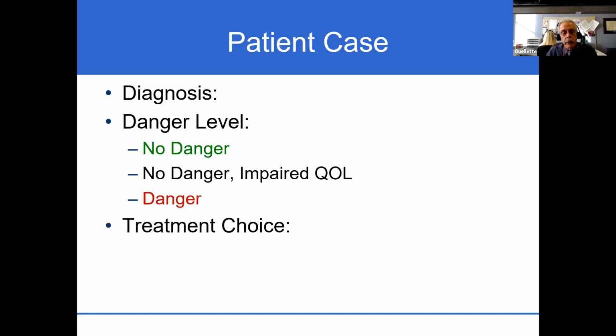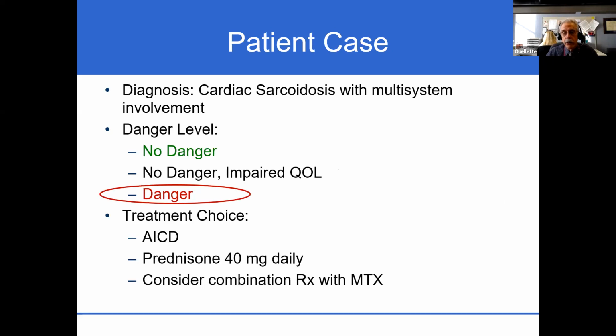In terms of our schematic, where does this patient fall? To me, this is a patient with cardiac sarcoidosis with multi-system involvement, and they clearly fall in the danger category. This patient, from my perspective, should be treated with high-dose prednisone initially and have an AICD placed. And after the initial treatment, we might consider very strongly combination therapy with prednisone and methotrexate.